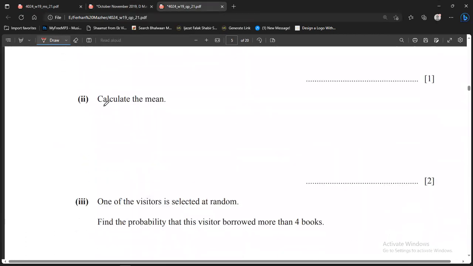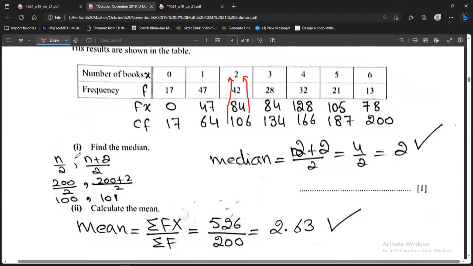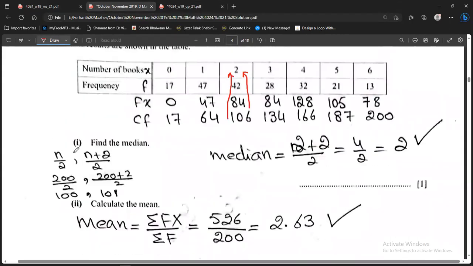Part B, the second part, says calculate the mean. How do you find the mean? This is your x and this is your f. You multiply the f and the x with each other. We call it fx. And then the mean is summation fx divided by summation f. So 0 multiplied by 17, that's 0. 47 multiplied by 1, that's 47. 42 multiplied by 2, that is 84. And 28 multiplied by 3, that's 84. 32 multiplied by 4, that's 128. And 21 multiplied by 5, that's 105. 13 multiplied by 6, that is 78.